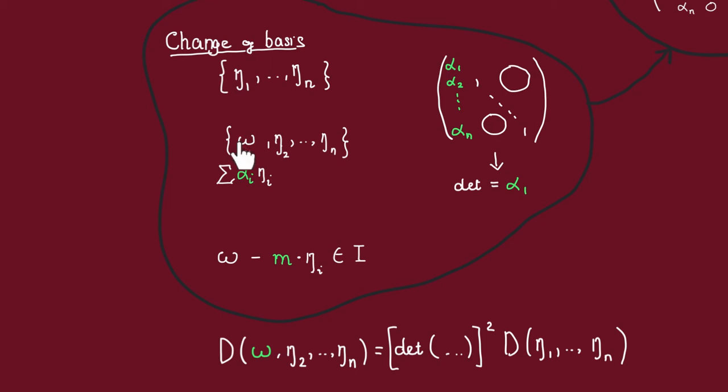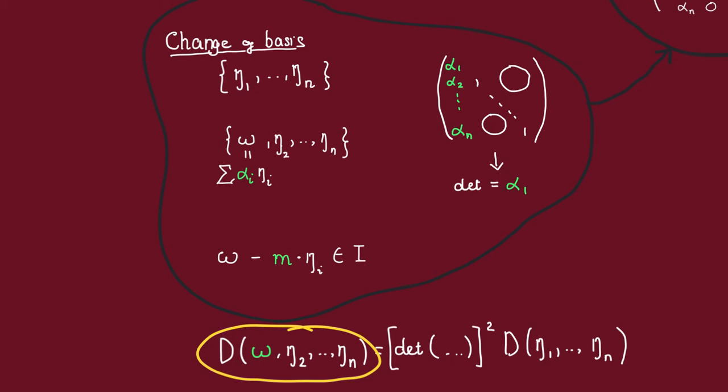Now observe that when omega is the sum of alpha i eta i, the change of basis matrix is just going to be of this form. So this accounts for omega, and then everything else stays the same. So we have the identity here. And thus the determinant of this change of basis matrix is just alpha 1. So this new discriminant will be smaller than the older discriminant if alpha 1 is less than 1. But this need not be the case though. There's no reason why this alpha 1 should be less than 1. However, we could modify omega so that alpha 1 is less than 1.